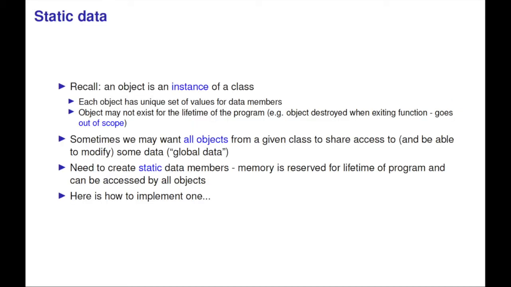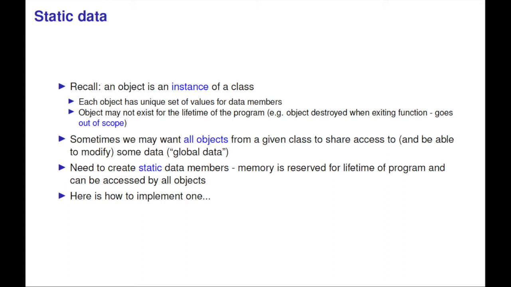The idea is that an object is an instance of a class. Essentially, you've all seen it. Each object has a unique set of values for its data members. There's nothing shared between different objects. An object may also not exist forever. It may be destroyed when you exit a function, when it goes out of scope, or when it's inside a curly bracket loop. So all that stuff could make a difference.